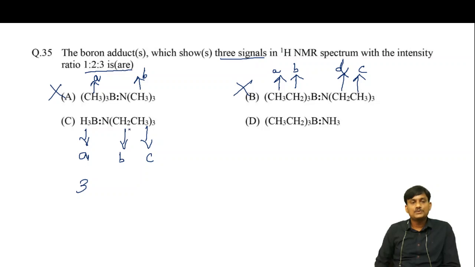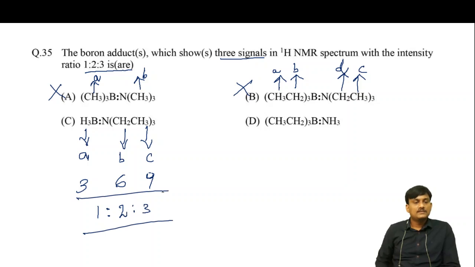CH2 three times will be 6, and CH3 three times will be 9. What is the ratio? 1 is to 2 is to 3. You have three signals with a ratio of 1 is to 2 is to 3. C is correct. In this case, this is A, this is B, and this is C. Three different protons we have.